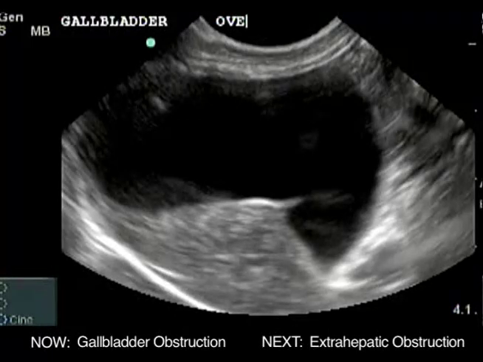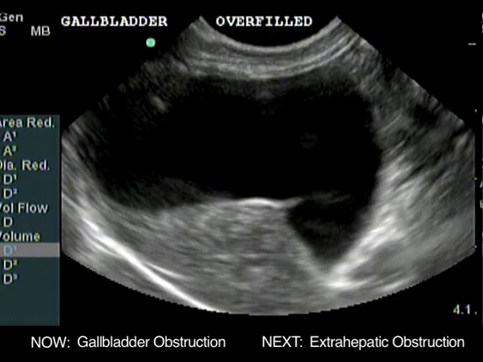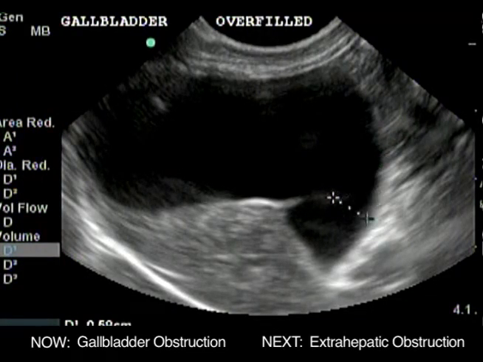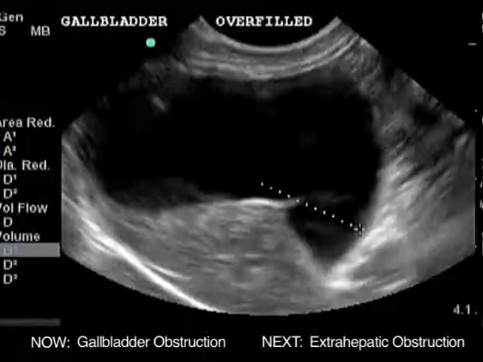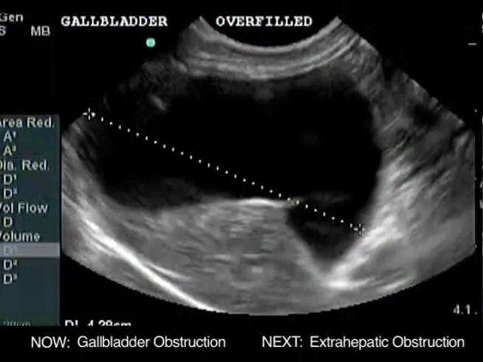This video shows an overfilled gallbladder in a 12-pound mixed breed dog with severe acute pancreatitis. The cystic duct is dilated and visible in this view. Gallbladder volume was expected to be 6 cc's, but was measured at 14.6 cc's.